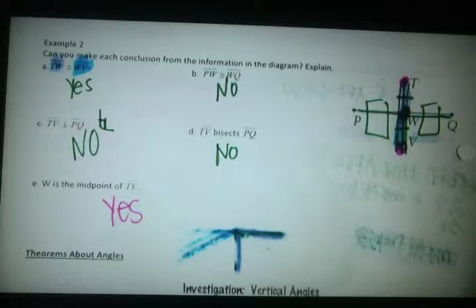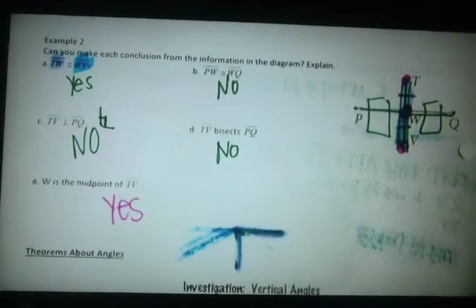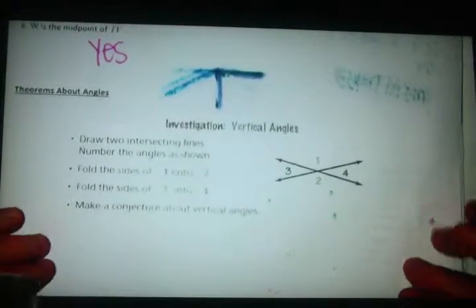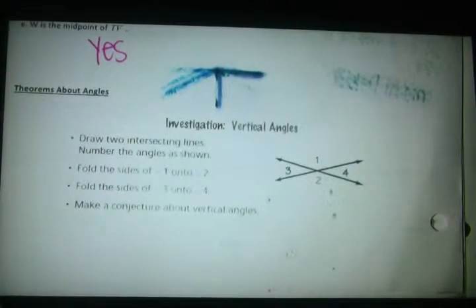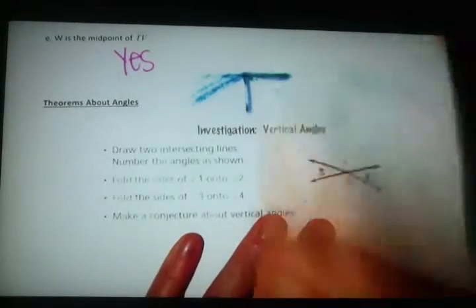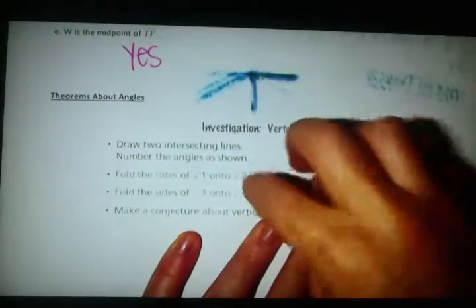Okay, so let's move on to investigating vertical angles. I kind of already told you what we're going to conclude here. But let's look at it. So draw two intersecting lines, number the angles shown. Here we go. 1, 2, 3, 4. Fold both the sides of angle 1 onto angle 2. Okay, that means I would have to totally flip my paper like this. Alright, let's switch that around.